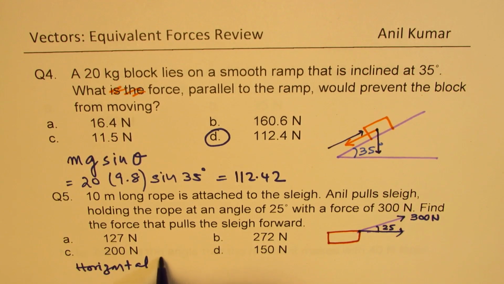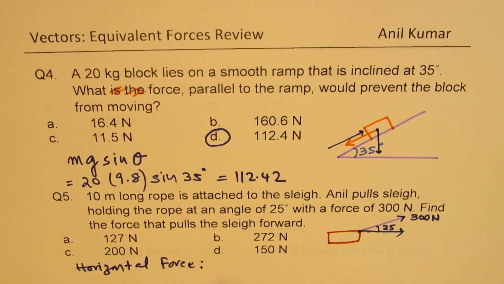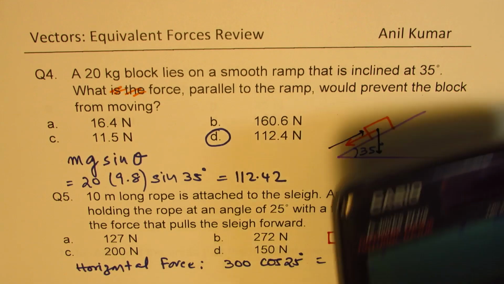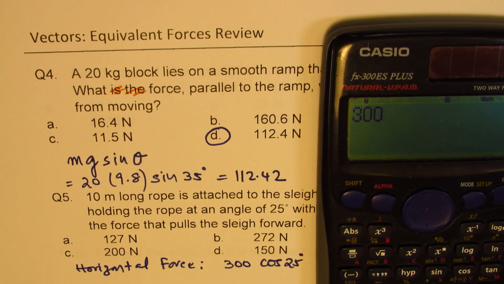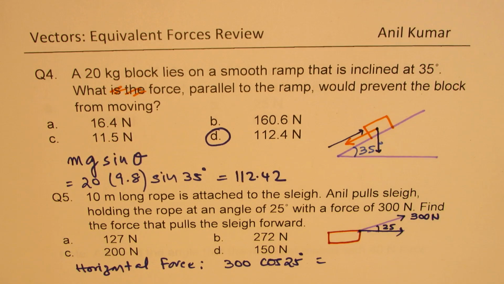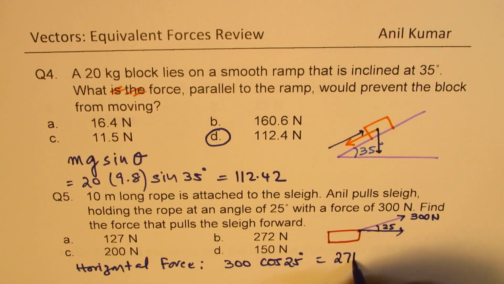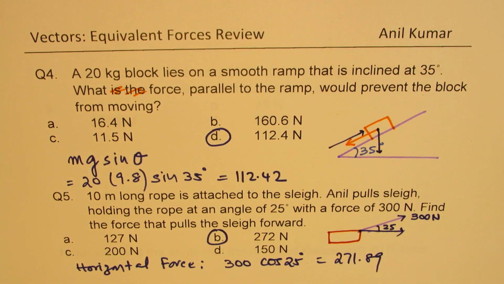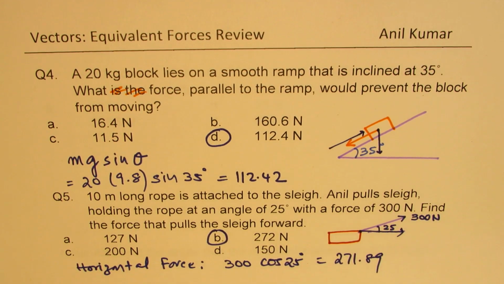So the net force, which is horizontal force, is what? Same as question 4's, fourth. So in this case, horizontal force will be the cosine component of 300 newtons, right? So it will be 300 cos of 25 degrees, which will be the horizontal component, right? We are assuming no friction here. So 300 times cos of 25 degrees is 271.89, same as 272. Is that clear to you, right? So that is how we could find the solution.